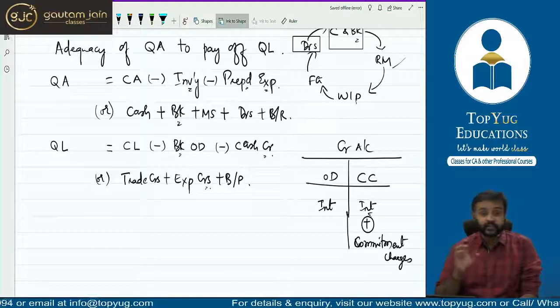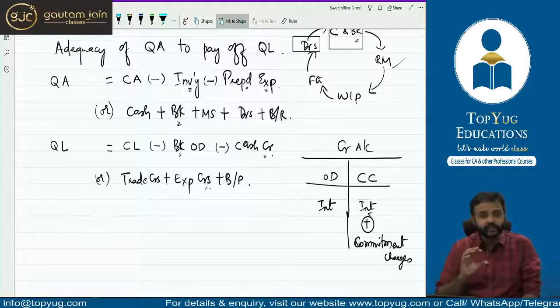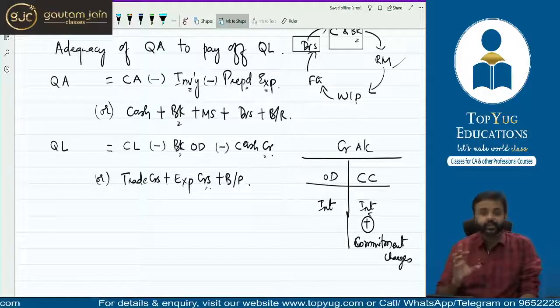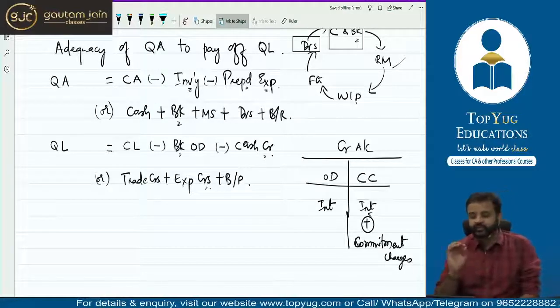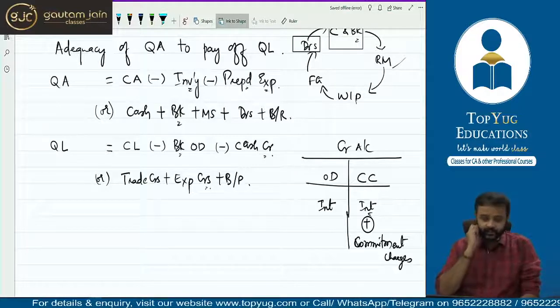You'll say, sir, will they take any security for providing bank overdraft and cash credit? Obviously, yes. They take security. Hypothecation of stock happens. You might have seen or heard that they take security to give this bank overdraft facility or cash credit. Without security, they will not give this facility.